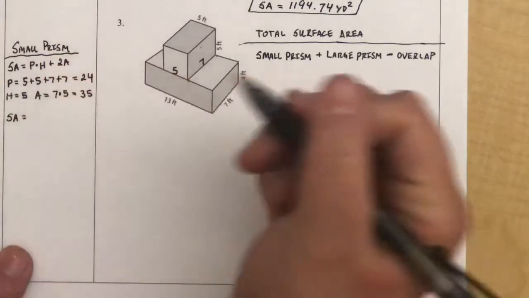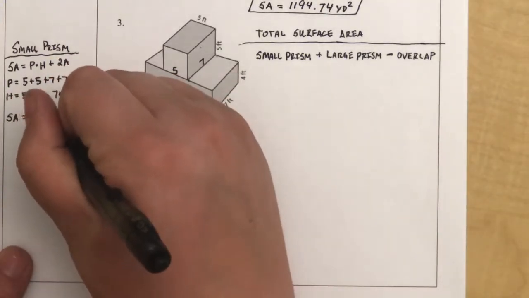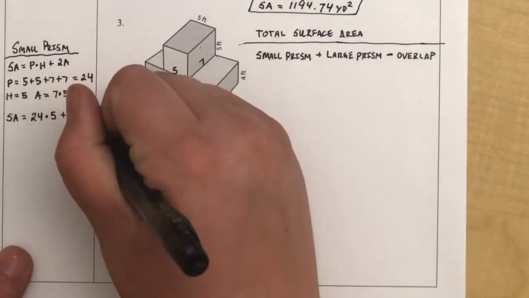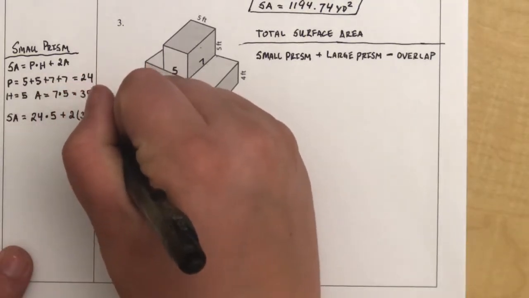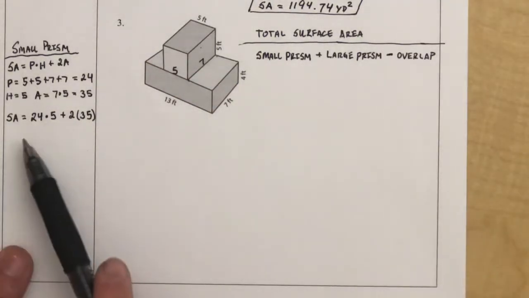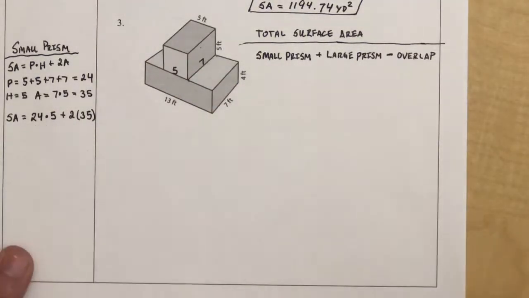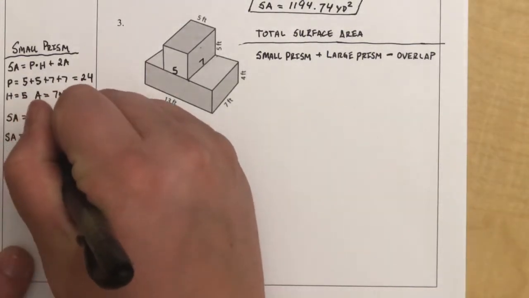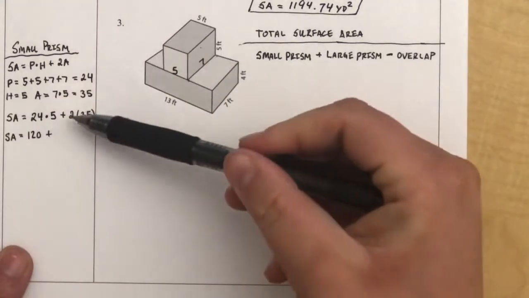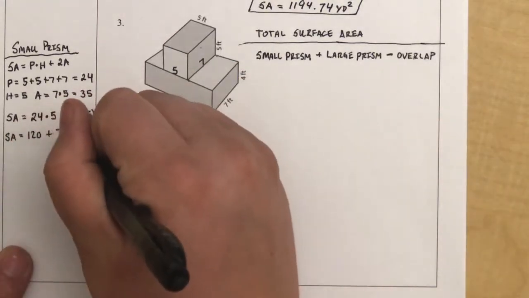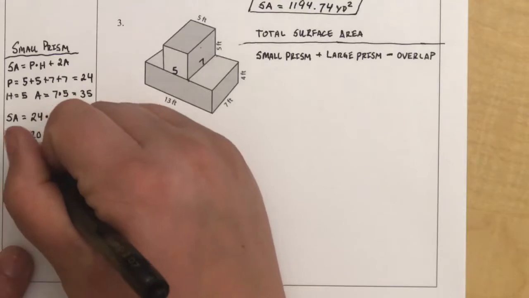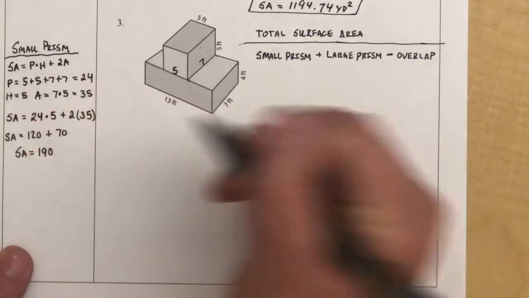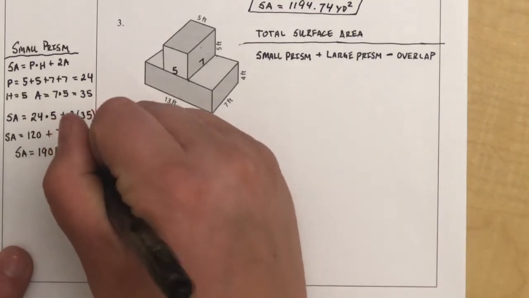Surface area of this prism is going to be 24 times 5 plus 2 times 35. 24 times 5 is going to be 120. And then 2 times 35 is 70. So the surface area of the small prism is going to be 190 feet squared.